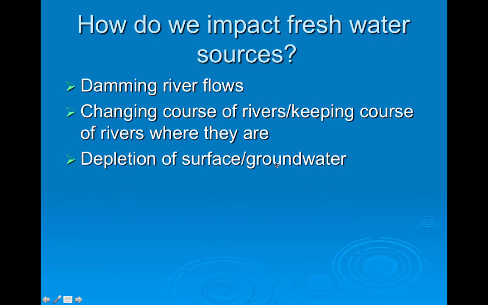Alright, your first question says, name 3 ways that humans are impacting freshwater sources. On the surface, we can dam river flows. We'll discuss how that changes the course of a river, or more importantly, we keep the courses of the river where they are. Remember, we talked about before meandering and how rivers change course naturally. And then just overuse. We deplete surface and groundwater.